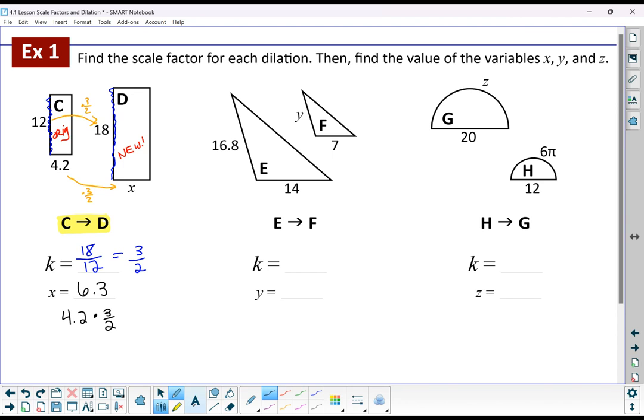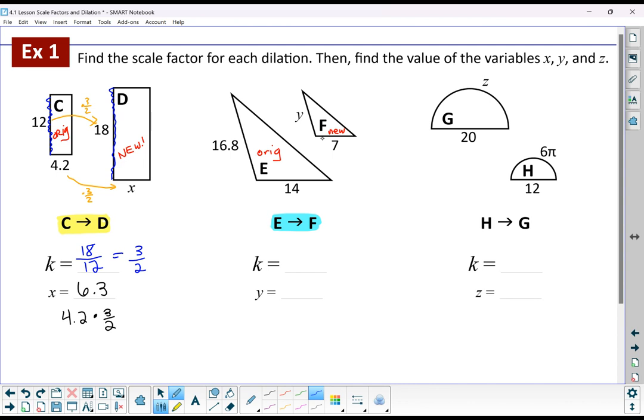Okay, our next dilation is a dilation from E to F. So our original triangle is E, and our dilated copy, our scaled copy, is F. So this is my original, and this is my new. All right, to calculate the scale factor, we need to do new divided by original.